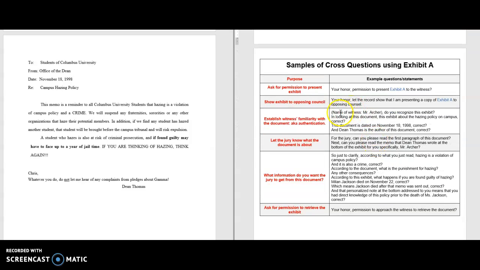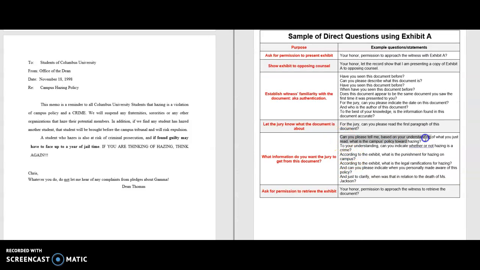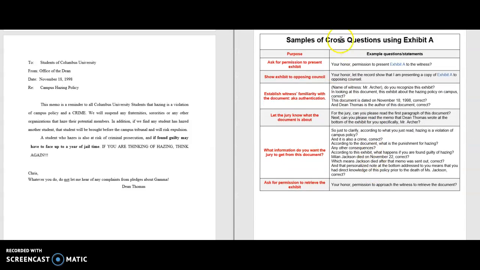And here again, we have the cross question or the leading question. In looking at this document, the document is about the hazing policy on campus, correct? Here we are forcing the witness to give us a yes or no answer. And then down here, once again, the most important part. So, according to what you just read, hazing is a violation of campus policy, as opposed to asking the question, can you please tell me, based on your understanding, what you just read as to the campus's policy regarding hazing? Again, these are direct questions, and here are a sample of cross questions.